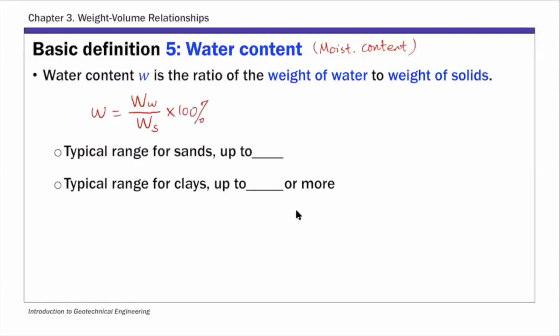And typical range of moisture content, water content for sand, up to 40%. For clays, 60 or more. So up to 60% or even more. So that's basic definition number 5. So that's water content.